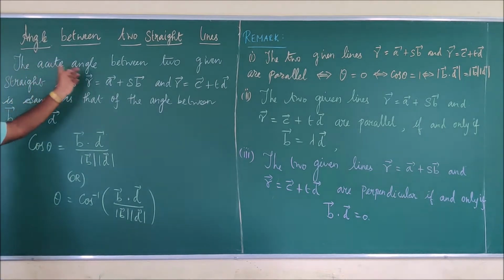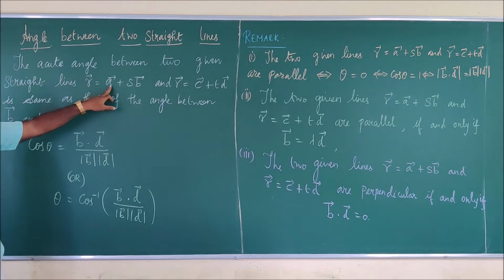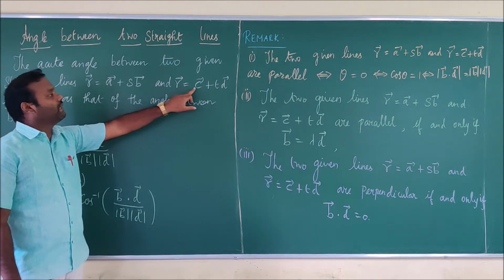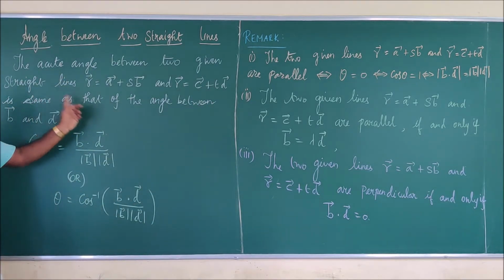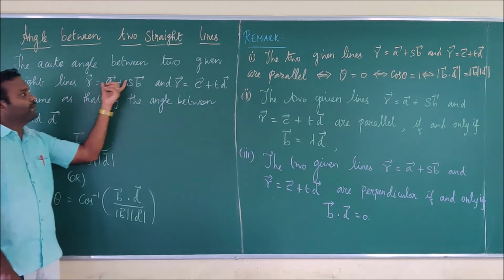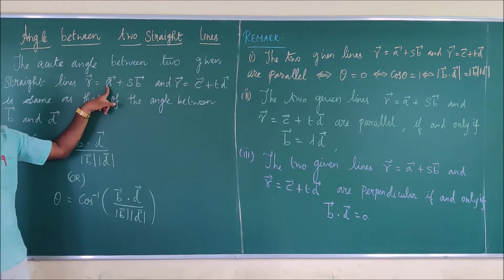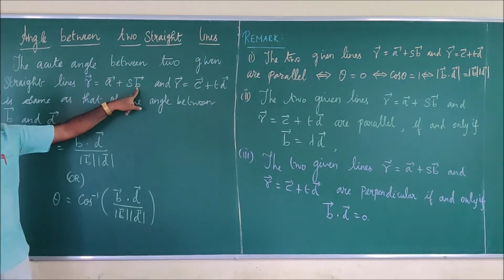That is, the acute angle between two given straight lines r vector equal to a vector plus s into b vector and r vector equal to c vector plus t into d vector is the same as the angle between b vector and d vector. If you want to find the angle between two straight lines, you know that the first one is the point, that is the position vector of the point. Here it is the directional vector.